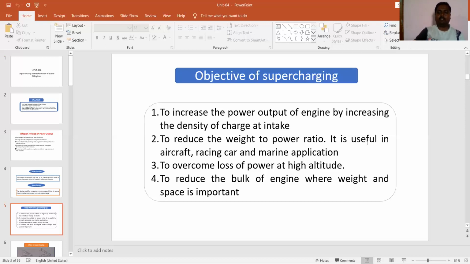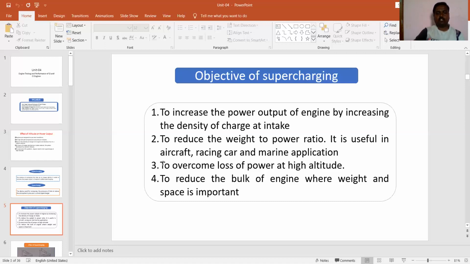It is useful in aircraft, racing car and marine application. Generally the supercharging concept is useful in aircraft and racing car. In racing car also we require more power. In marine application also we require more power. In that case the supercharging concept is very important.